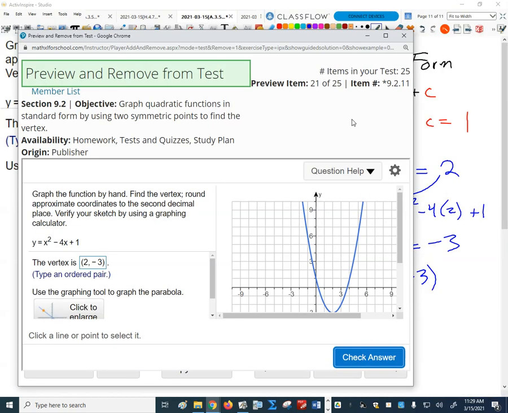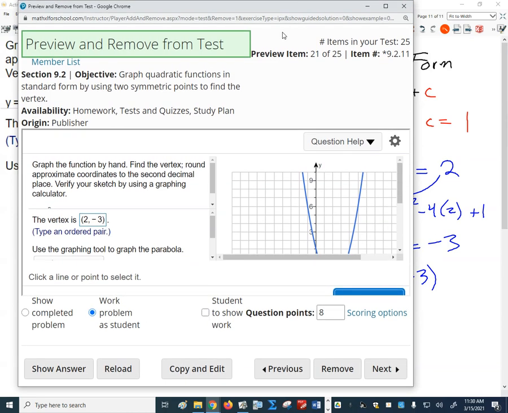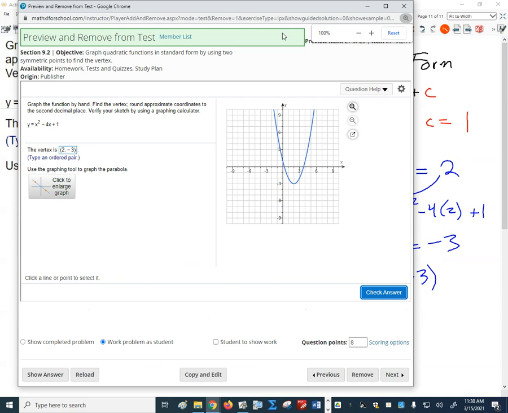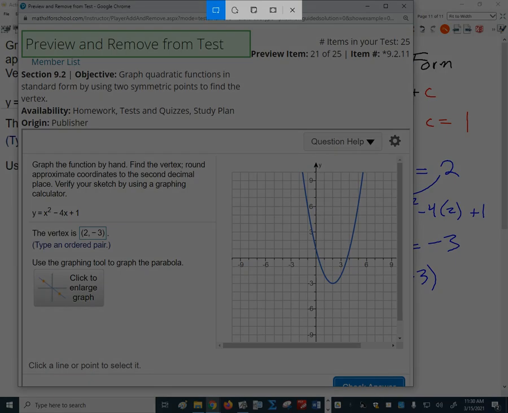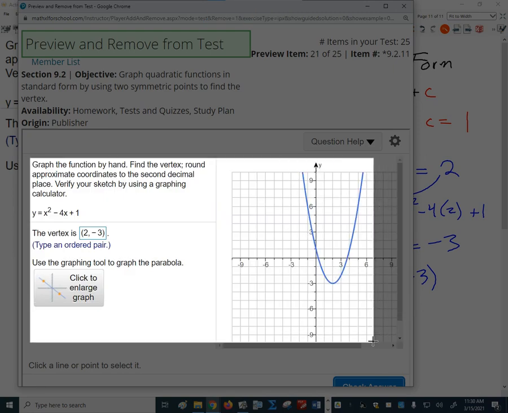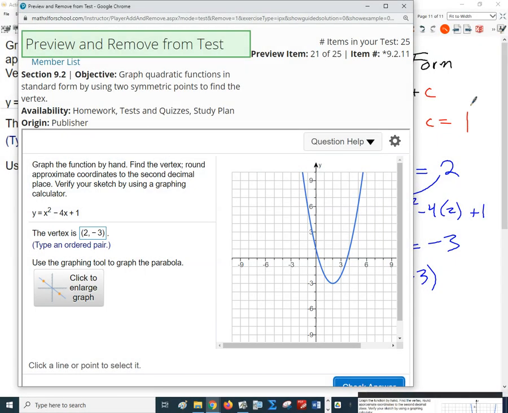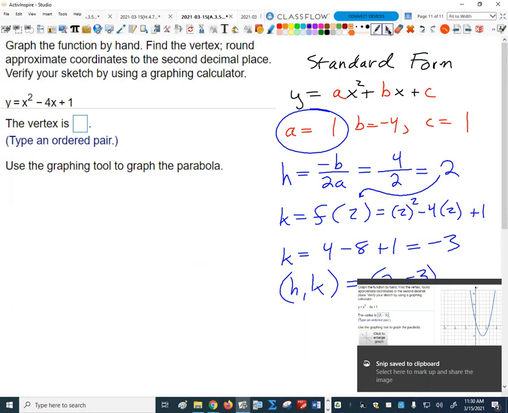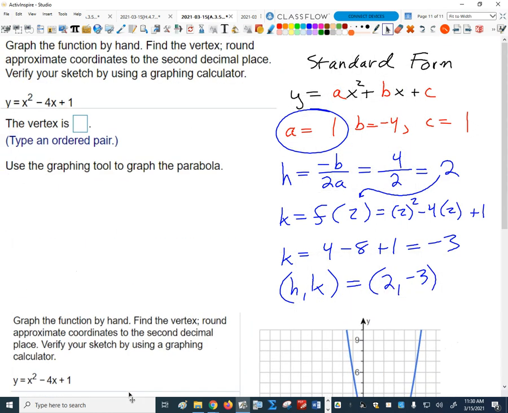Okay, so let's add that to our notes. How about? Okay, there it is. Let's maybe do one more here.